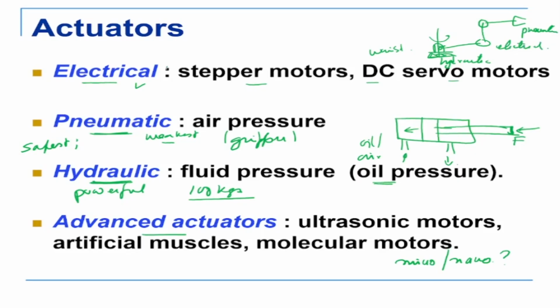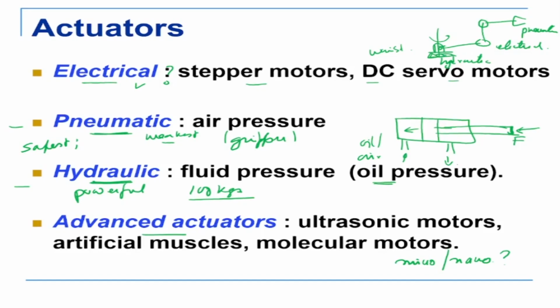Electrical is the most commonly used because it is the easiest to control. Okay, and electricity is available everywhere. Now, in the case of pneumatic and hydraulic, you need to keep an air cylinder or a tank to store pressurized fluid. So you need an additional tank to give you pressurized oil or pressurized air, which is not required in the case of an electrical actuator.